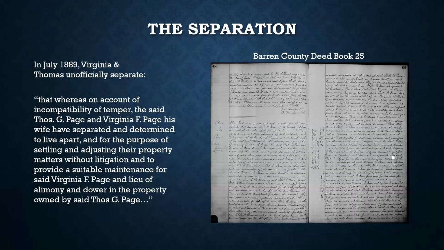In July of 1889, I found this deed, and this was a surprise to find, where it says that on account of incompatibility of temper, the said Thomas Page and Virginia Page, his wife, are separated and determined to live apart. So basically, this deed is settling their affairs. It's acting as a divorce in a way. They're not legally getting divorced, but this deed is stating who's getting what without actually having to go through the whole divorce process. And this is probably because Virginia didn't want to have to do it again. It was probably very traumatic the first time, so she probably didn't want to have to do it a second time.